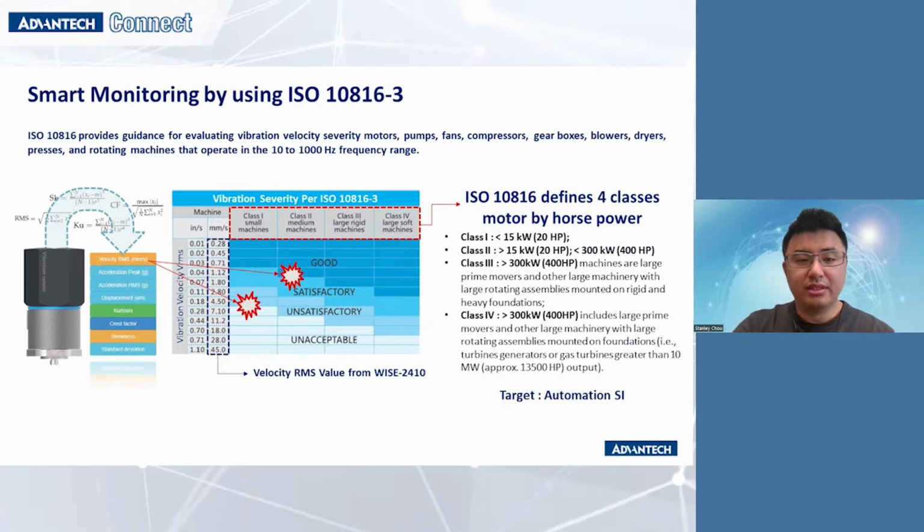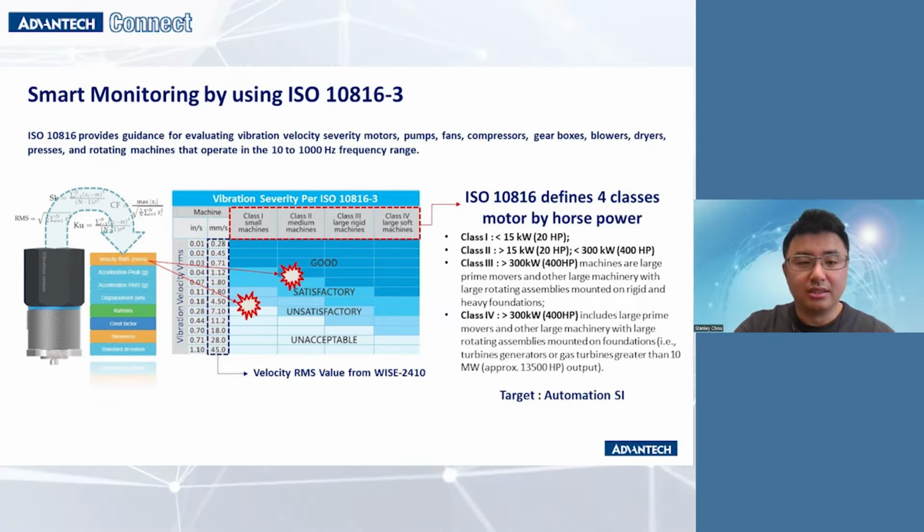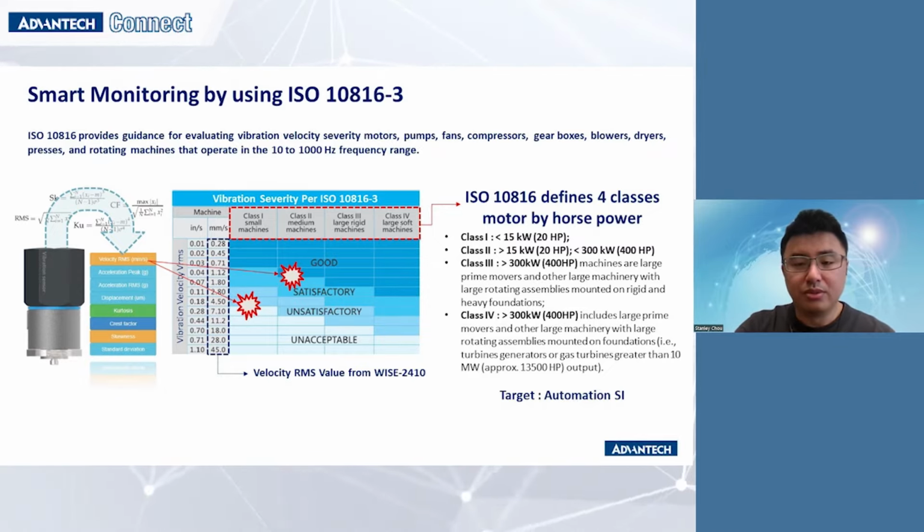So what is ISO 10816? ISO 10816 provides guidelines for evaluating vibration velocity severity of motors, pumps, fans, compressors, gearboxes, and this kind of rotating facilities. These are machines that operate in a 10 Hz to 1 kHz frequency range. This inspection standard defines 4 classes of motors by horsepower. So for example, if your motor is under 20 horsepower, it should be located in class 1.